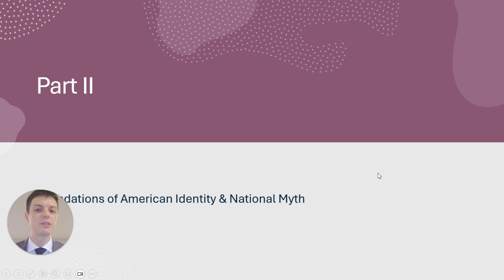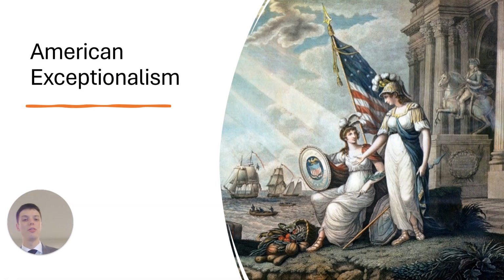In any case, let's talk about this. Foundations of American Identity and National Myth. So the big central concept in this unit on American identity is this idea of American exceptionalism. Because when we read John Winthrop's A Model of Christian Charity, which I already have a lecture on, you can go listen to that. It's called American Corporatism.